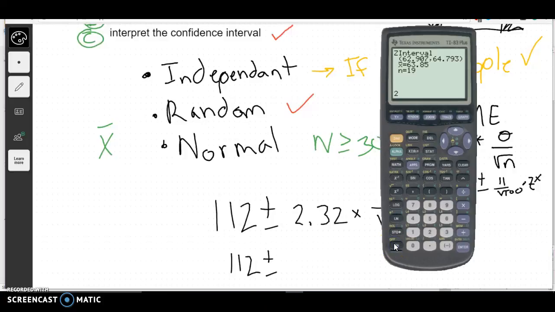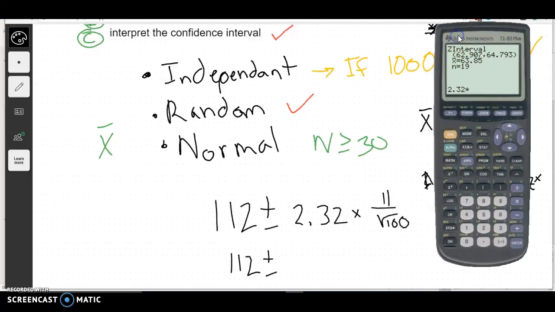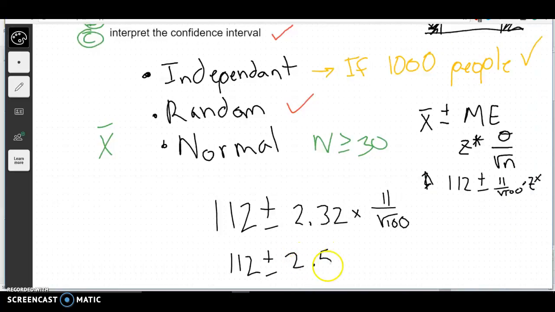So 2.32 times 11 divided by the square root of 100. I guess I could have just put 10. But so plus or minus 2.5. Okay, which gives us a nice interval.